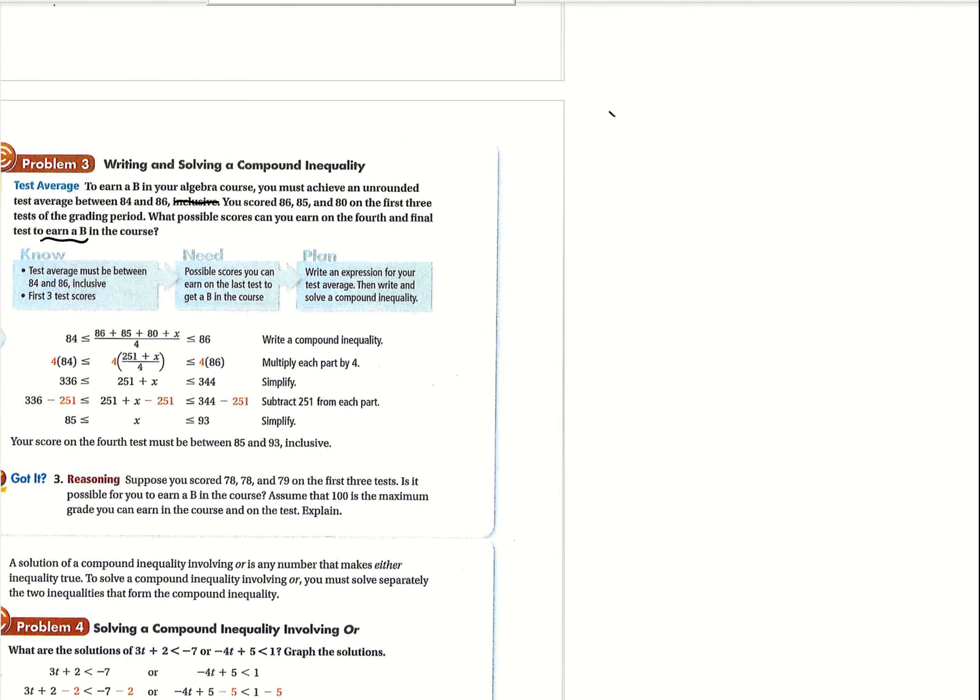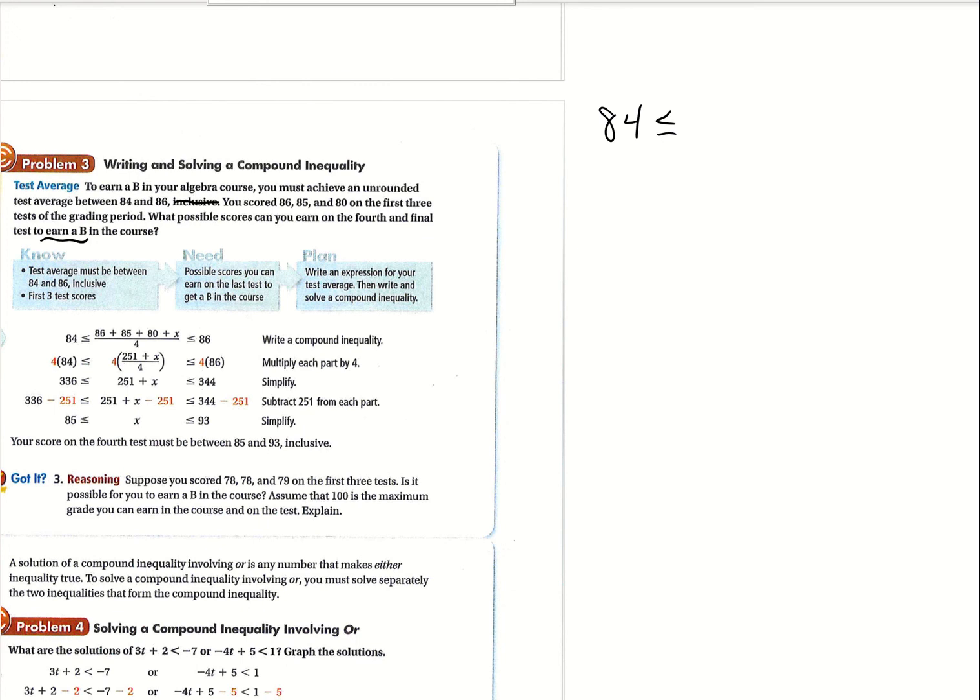What possible scores can you earn on the 4th and final test to earn a B in the course? All right, so we're going to go ahead and set this up. The minimum for earning a B, because that's our goal, is an 84. So we can get greater than or equal to an 84, which means 84 has to be less than or equal to our score.